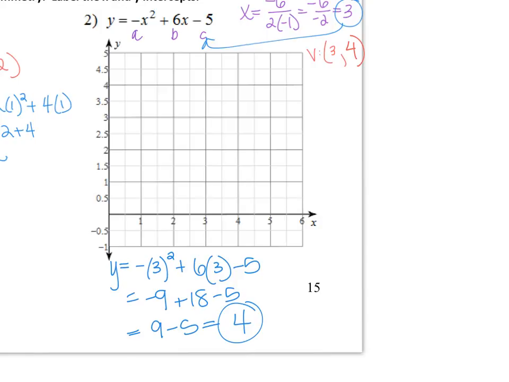Well, let's look at my slope. My slope is that a, so a equals negative 1. So it's a negative Nelly, it's pointing down. I'll start at 3, positive 4 right here, and I'm going to go down 1 over 1, and then I'm going to go down 4 over 2, and here is my graph. And so my x-intercepts are at 1 and 5.